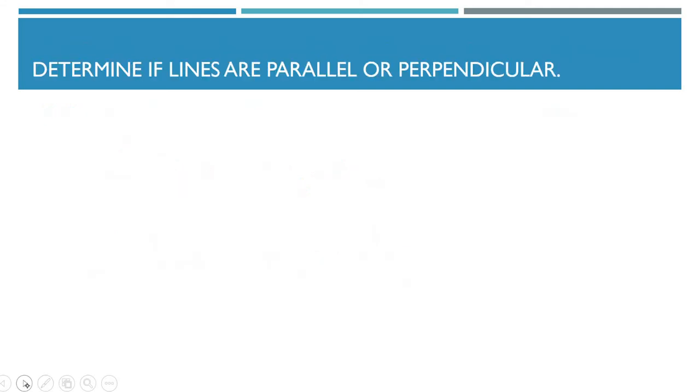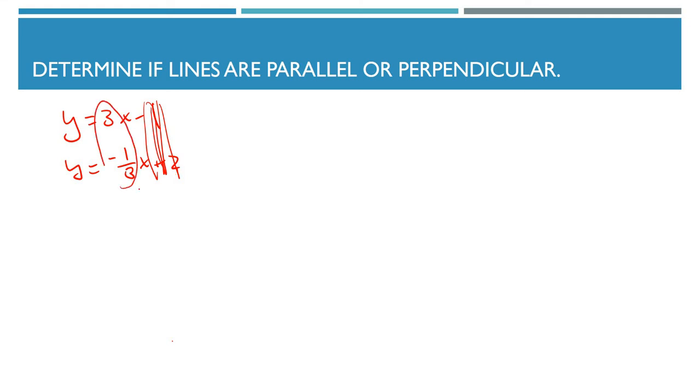All right, so how do I determine if lines are parallel or perpendicular? So if I give you two equations, y equals 3x minus 1 and y equals -1/3 x plus 2, again, we don't care about the intercepts, just look at the slopes. Those are opposite reciprocals, so these two lines are perpendicular.